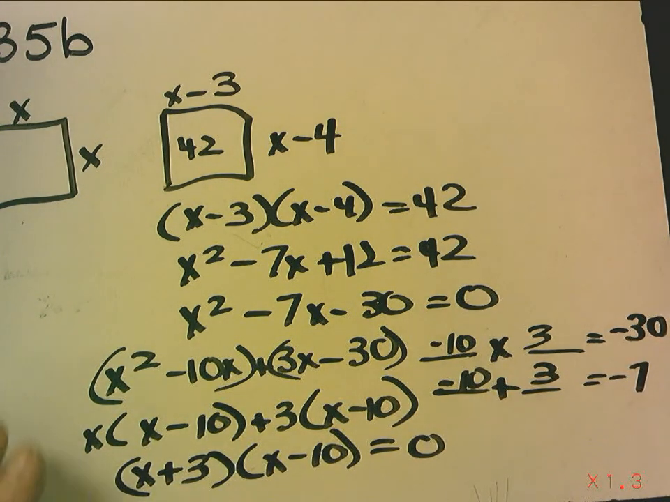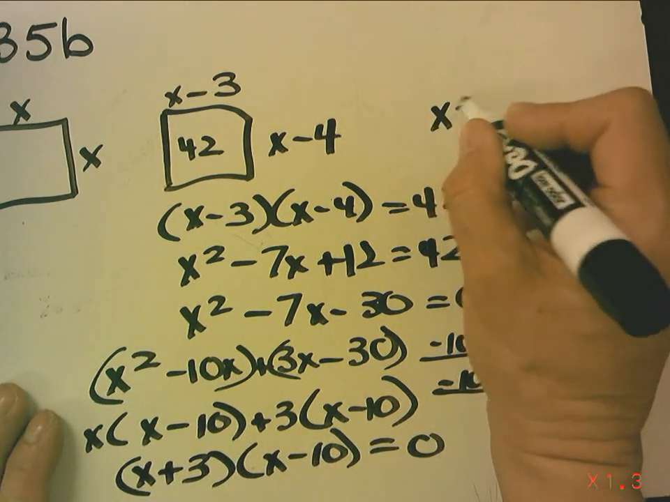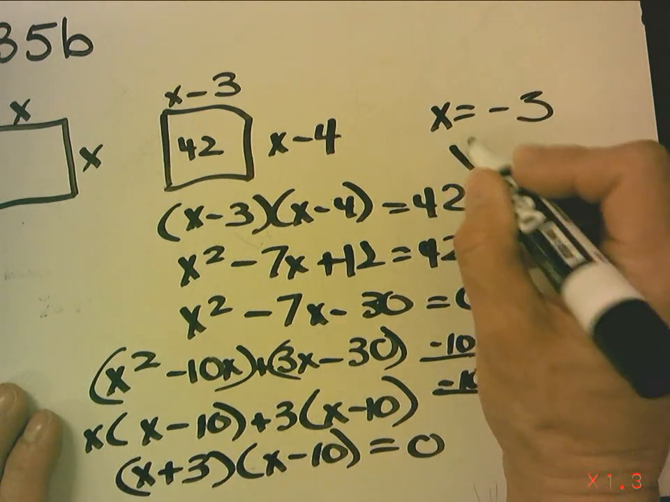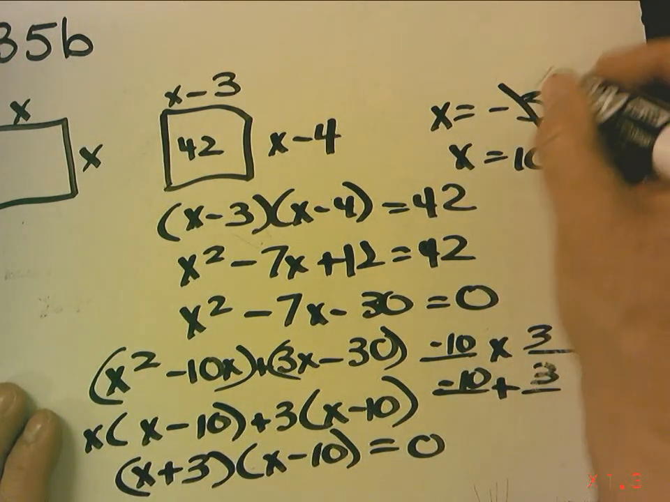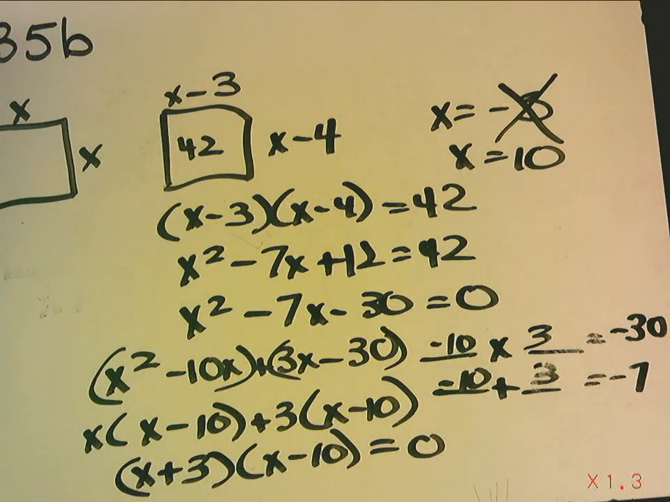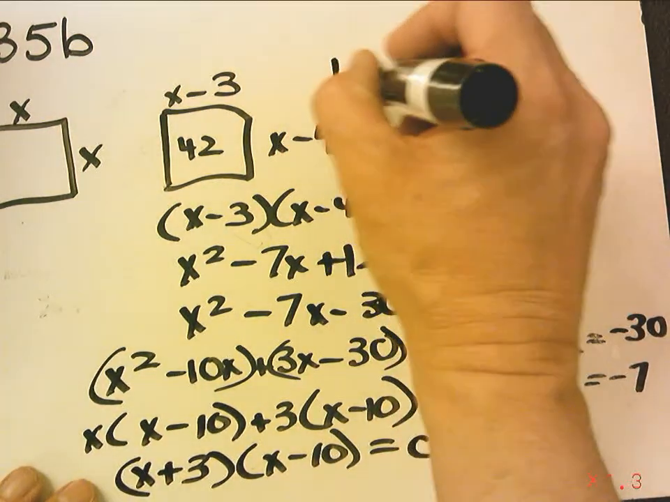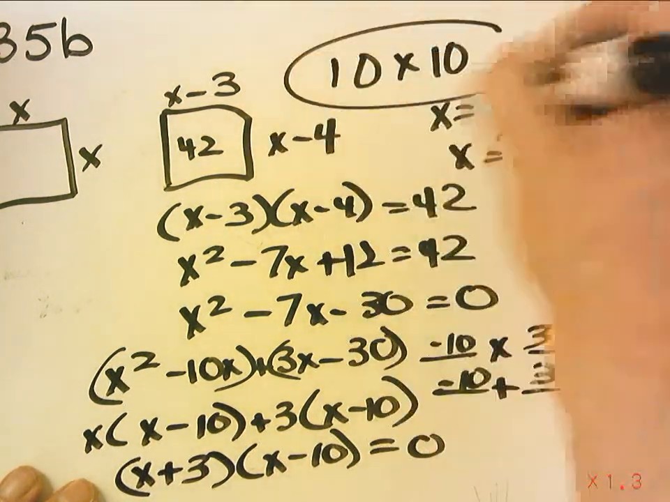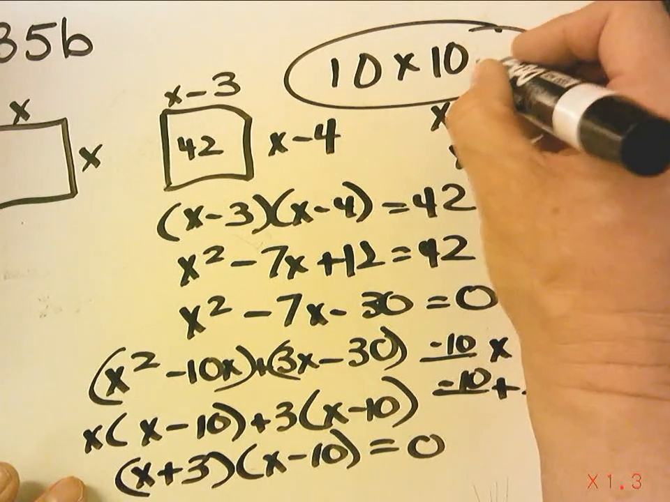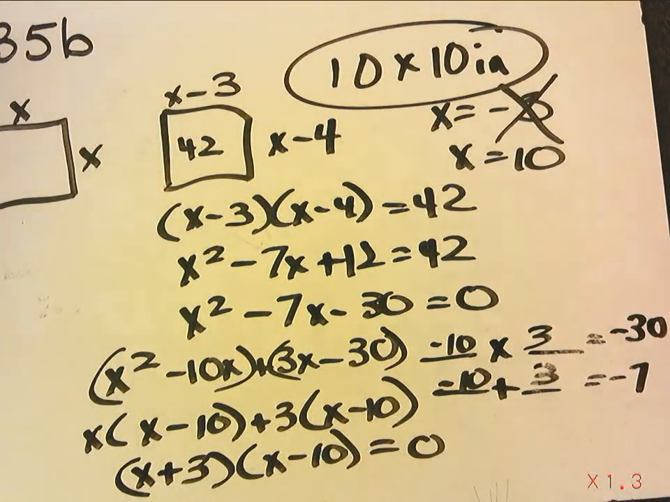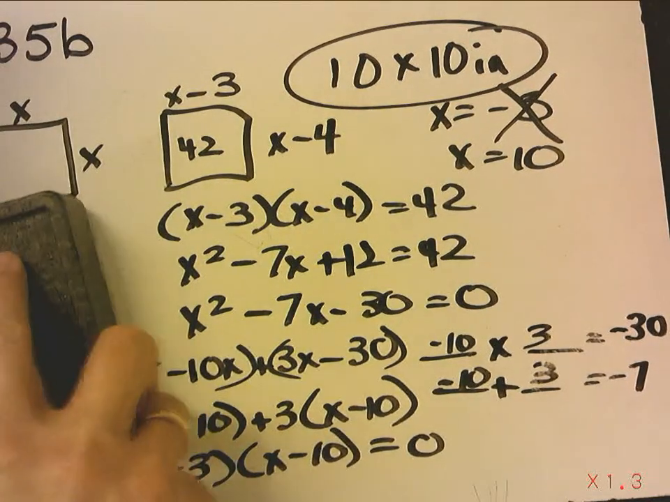So that means that my dimensions would either be negative 3 or 10. Obviously can't be the negative. So my original square, before I cut 3 inches off and 4 inches off, was 10 by 10. Did they say inches? Inches. Okay. Now, let's look at the next one.